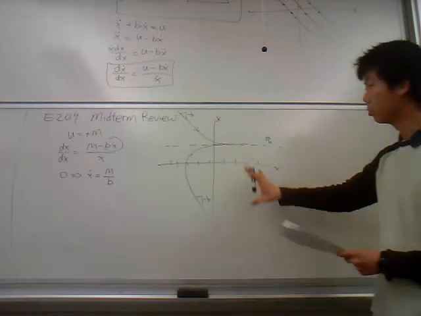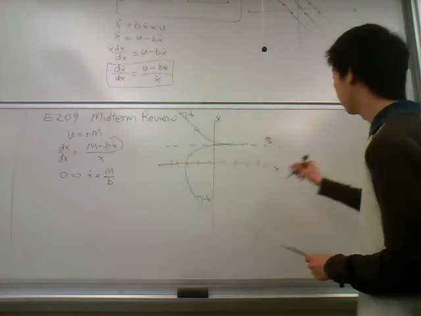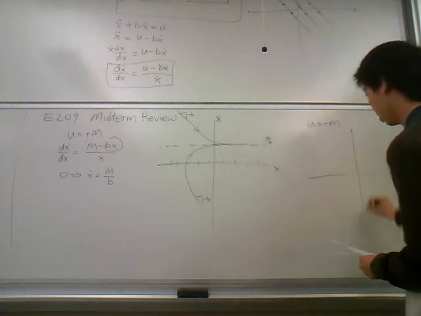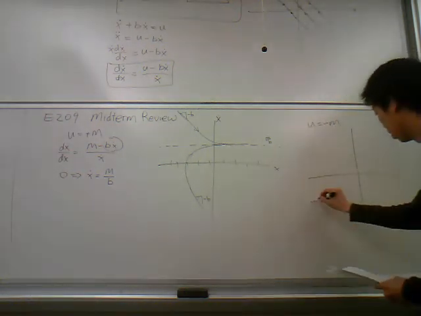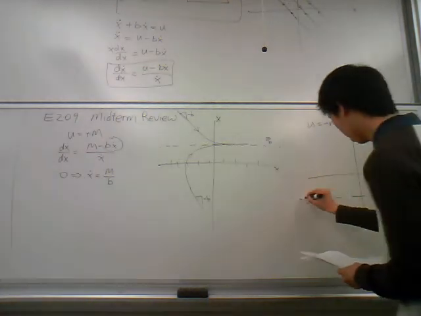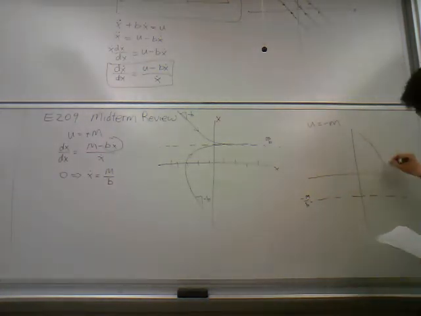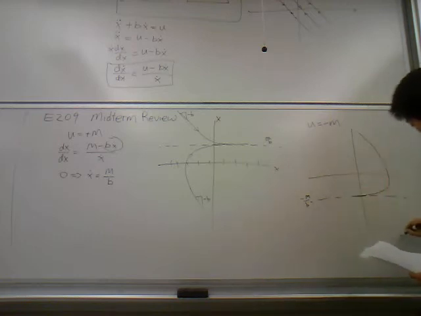So you could do a similar analysis with u equals negative m, and you'll end up with, first of all, negative m over b, and your trajectories are going to look like this.